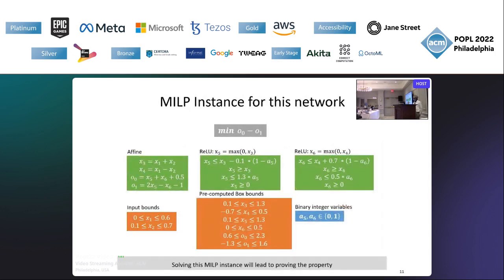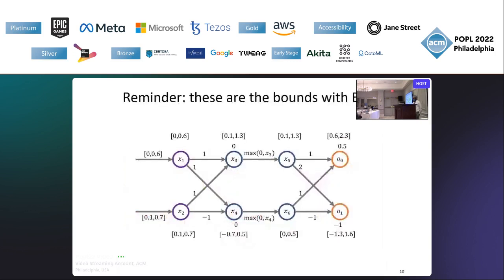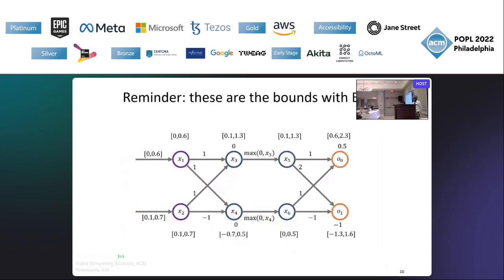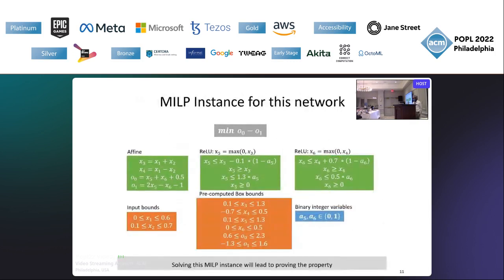And here in this encoding, you also provide the precondition, which says what values x1 and x2 can take. And then you also add these constraints for the values x5 and x6. And in the encoding, you introduce the integer variables a5 and a6. And you can also use the box bounds that you got from this analysis for specifying the range of values that all the intermediate neurons in the network can take.